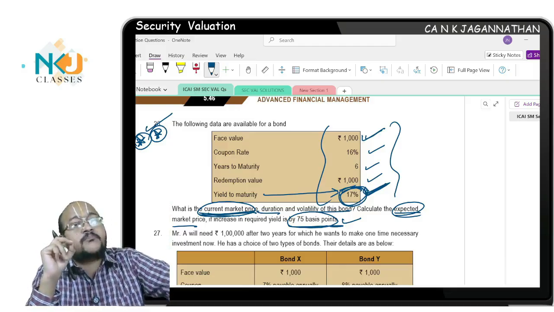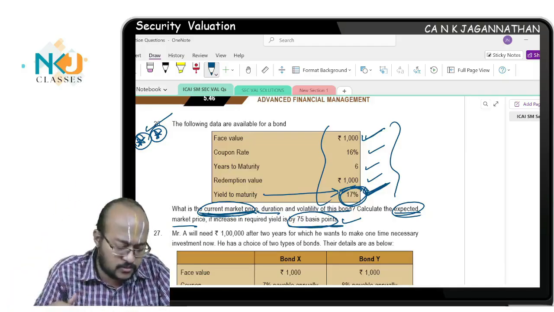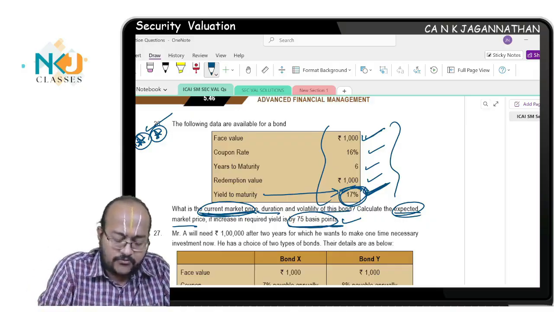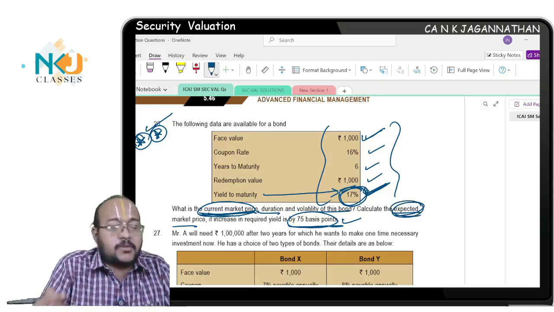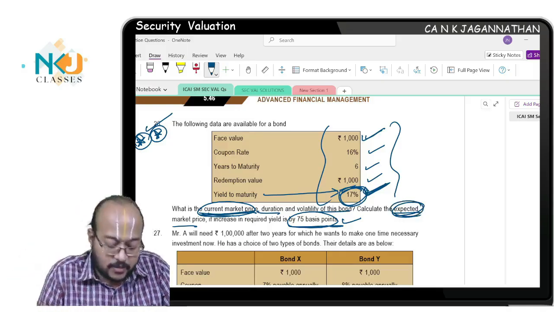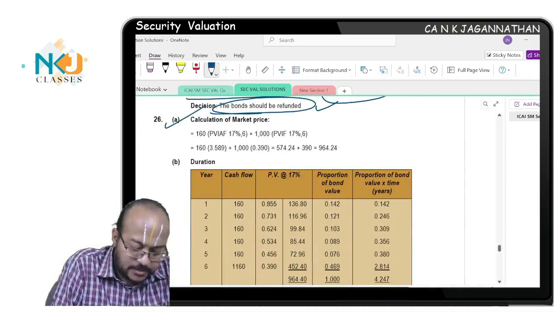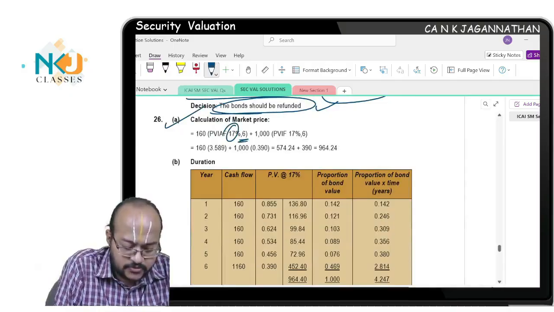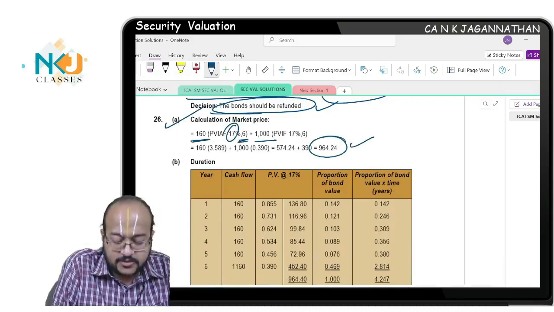But the accurate measure is calculated using a method called convexity. The bond convexity is a curve. It will be a curve in nature, and of course convexity will give you the accurate measure. This will give you only the expected market price variation, which means the approximate market price, right? We will take up the solution now. See, market price is very simple. You discount using 17% for 6 years, 160 coupon and 1000 redemption. You will get the market price as 964.24.